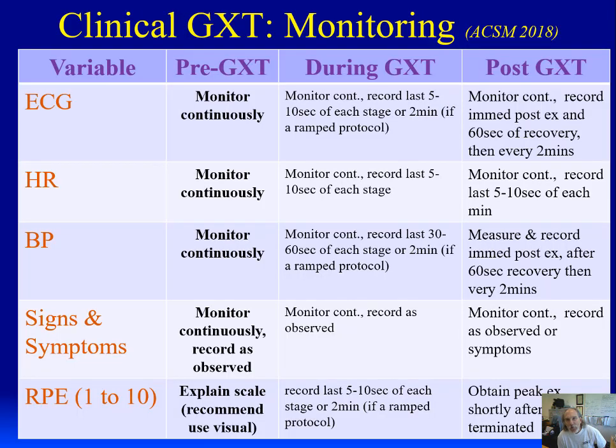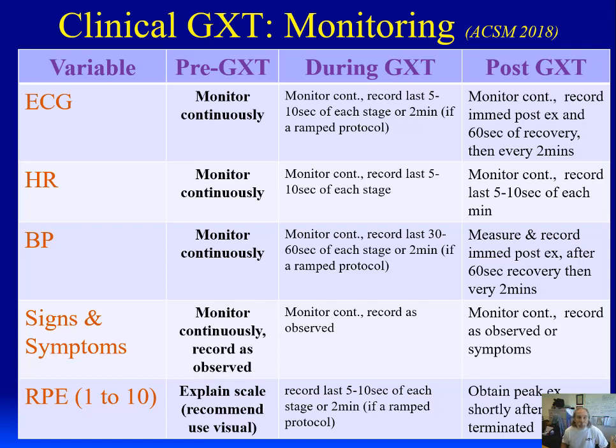So what are you monitoring during your submax test? ECG monitored continuously, heart rate monitored continuously through the ECG, blood pressure monitored continuously. You'll learn that, for example, in the Bruce protocol, it's 3-minute stages. So you'll always take a blood pressure at the end of those stages. If it takes you 30 seconds to get a blood pressure, then at 2 minutes 30 seconds, you're going to start your blood pressure. Signs and symptoms, again, monitor continuously and record, and certain signs and symptoms may be indicative that you need to terminate the test. And I've got slides for you later in this lecture.